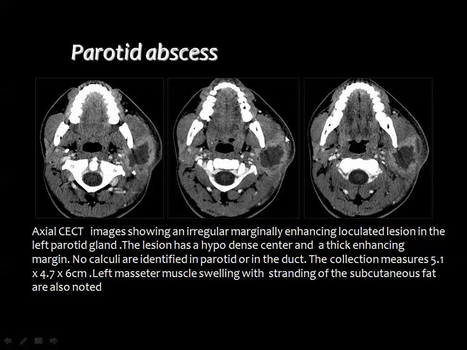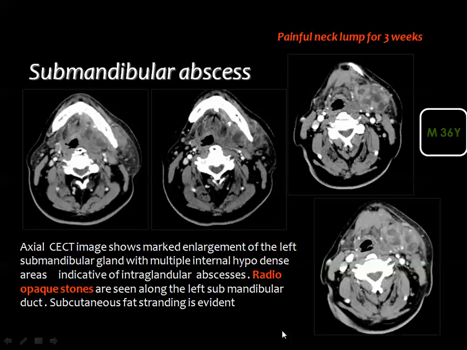The parotid gland is enlarged. There is a fluid containing lesion that is marginally enhanced within the superficial lobe of the parotid gland, and you can appreciate the stranding of the subcutaneous fat. And this is submandibular abscess. You see the submandibular salivary gland is markedly enlarged with multiple marginally enhanced cystic hypodense loculi of pus collections.